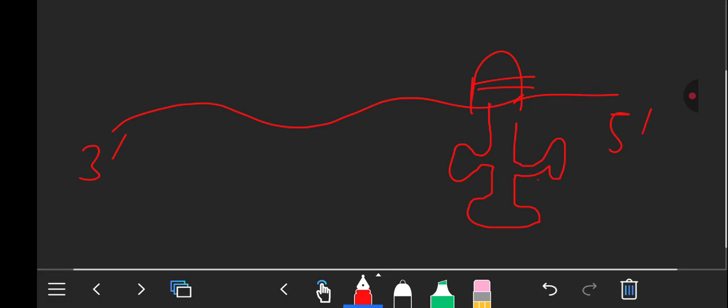Like that. Okay. So this is what is known as the tRNA. And it has a lot of arms. It has the transverse arm.